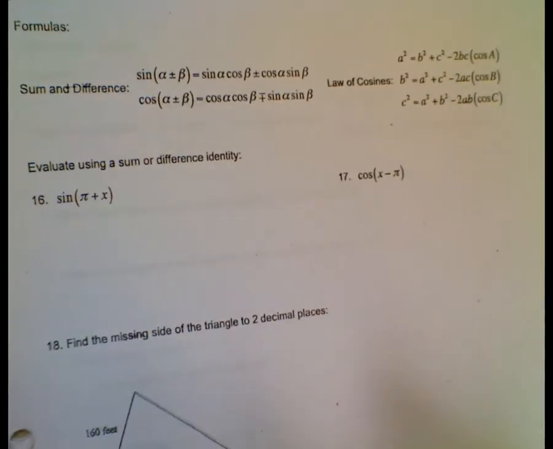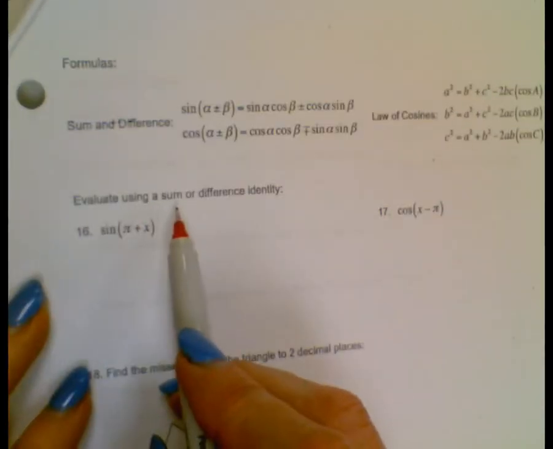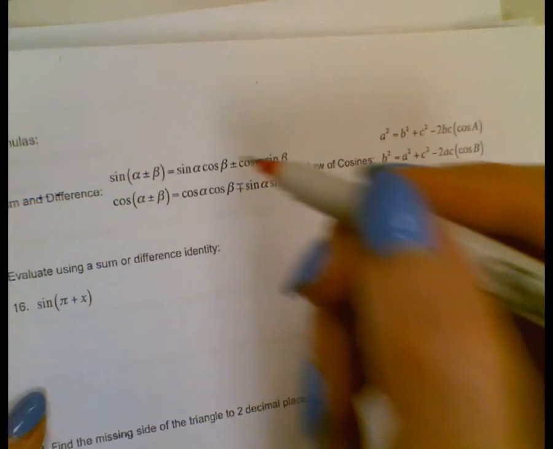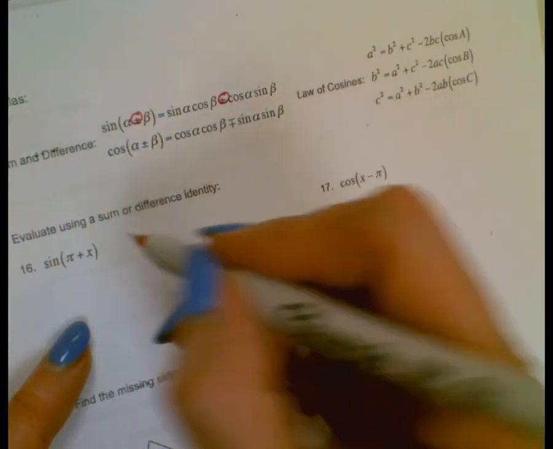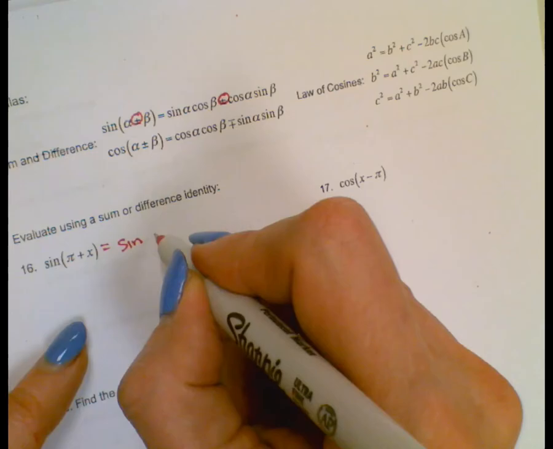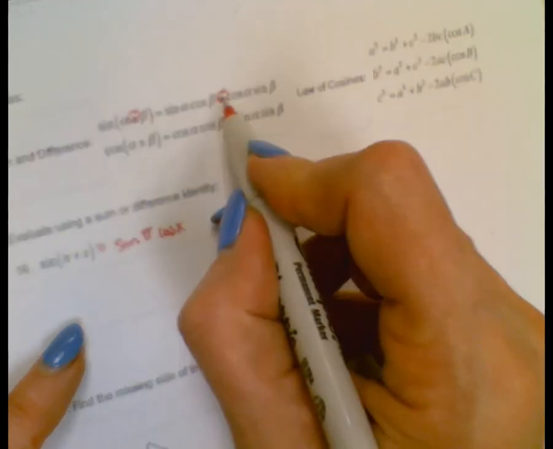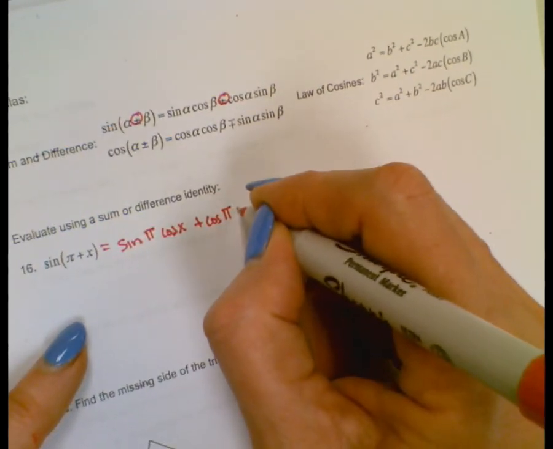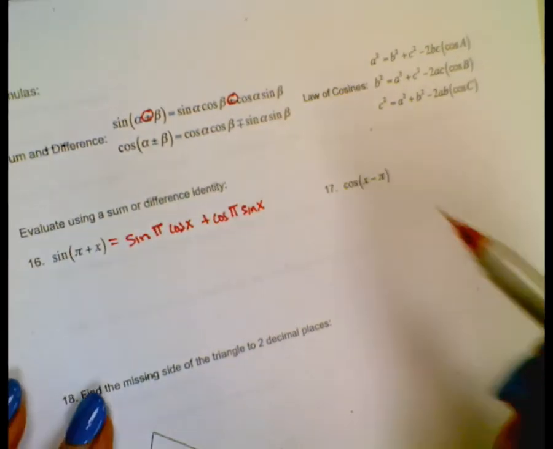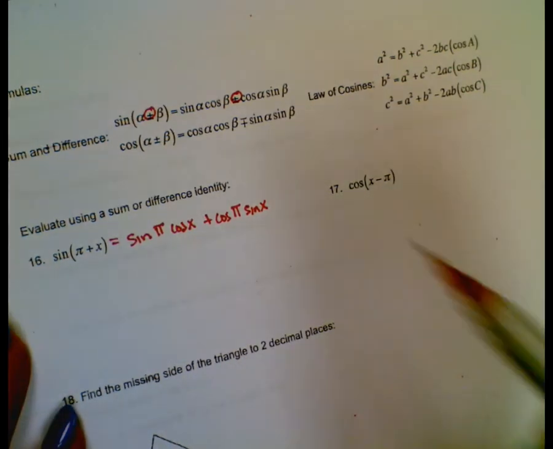Keep going because this is still trigonometry. So we have some formulas that I'm going to give you on the test. There they are. And it says evaluate using a sum or difference identity. So we want the sum identity, so we want the top sign. We're going to say it's equal to sine pi cosine x, and we're using the plus sign here, cosine pi sine x. So you're just going first angle, second angle, first angle, second angle, with the plus.